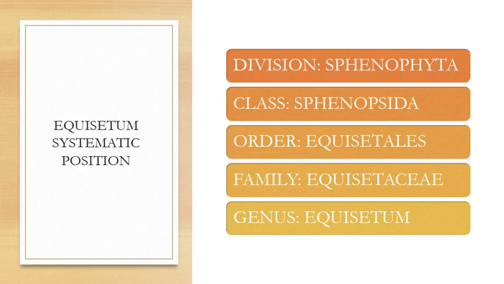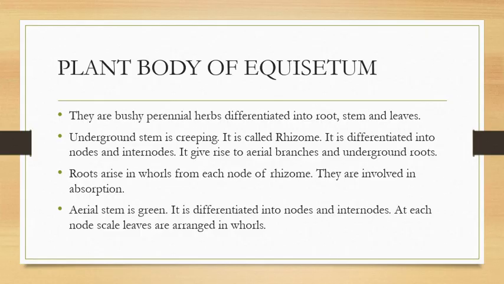Now I am going to discuss the next plant, which is Equisetum, the systematic position of Equisetum. Equisetum belongs to division Phainophyta, class Phainopsida, order Equisetaceae, family Equisetaceae, and genus Equisetum. So the division of Equisetum is Phainophyta, class is Phainopsida, order is Equisetaceae, family is Equisetaceae, and genus is Equisetum.